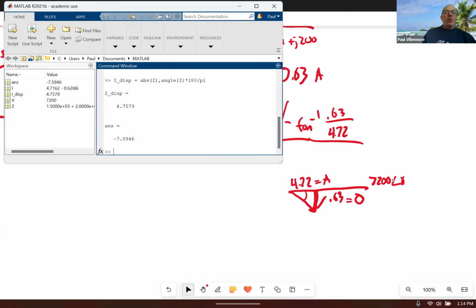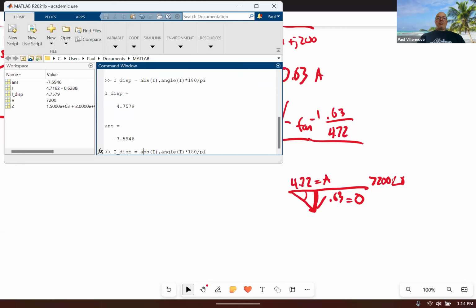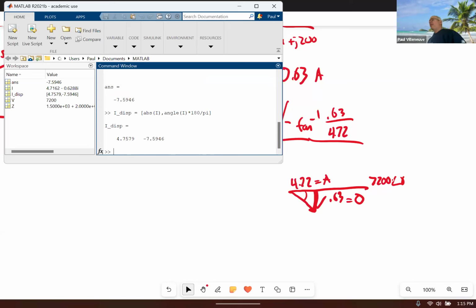So I've got 4.7579 at an angle of minus 7.6. That doesn't look real good. So I'm going to modify that and put brackets around it, because once I put brackets here, MATLAB is going to identify this as an entire number. Okay. So it's going to put both in the same row. That's the magnitude and the angle of the current: 4.76 at an angle of minus 7.6.